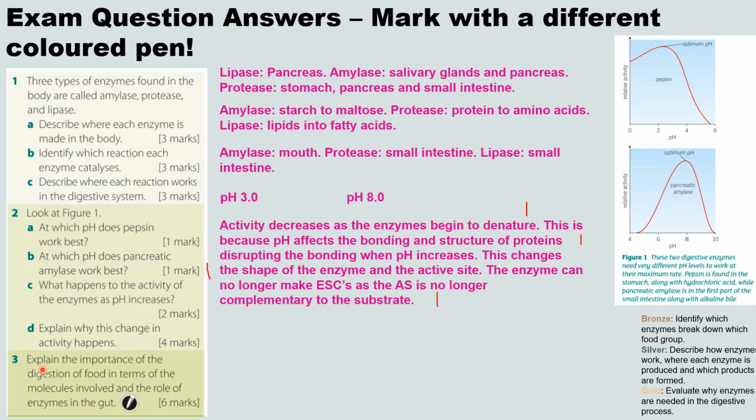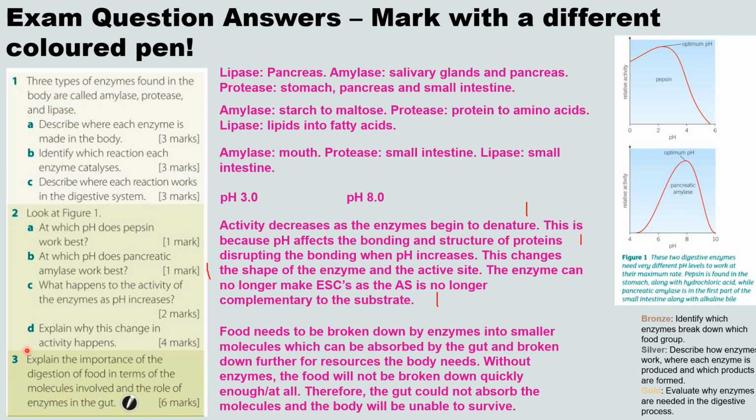Okay, so the final question. So explain the importance of digestion of food in terms of molecules involved and the role of enzymes in the gut. So food needs to be broken down by enzymes into smaller molecules that can be absorbed into the gut and broken down further for resources that the body needs. Without enzymes, the food will not be broken down quickly enough or at all. Therefore, the gut could not absorb the molecules and the body will be unable to survive.